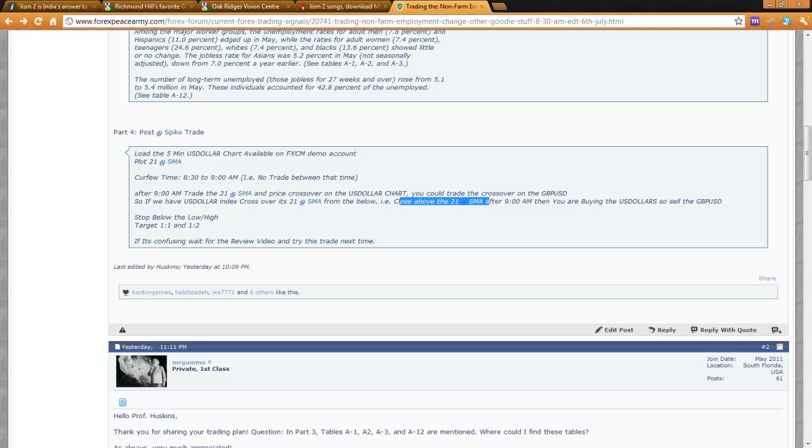So if it's a close below the 21 SMA, I'd go about selling it. If it closes above the 21 SMA after 9 o'clock, I'll be buying the US dollars. That means selling the GBP USD.